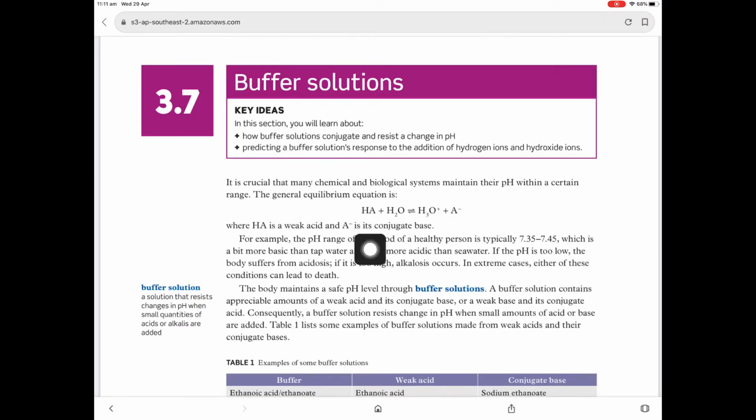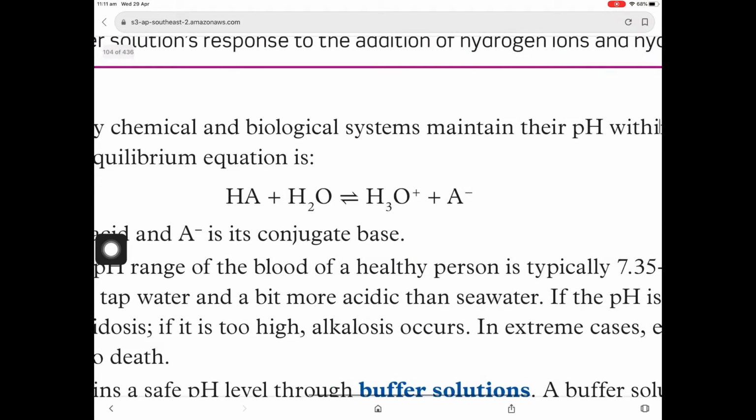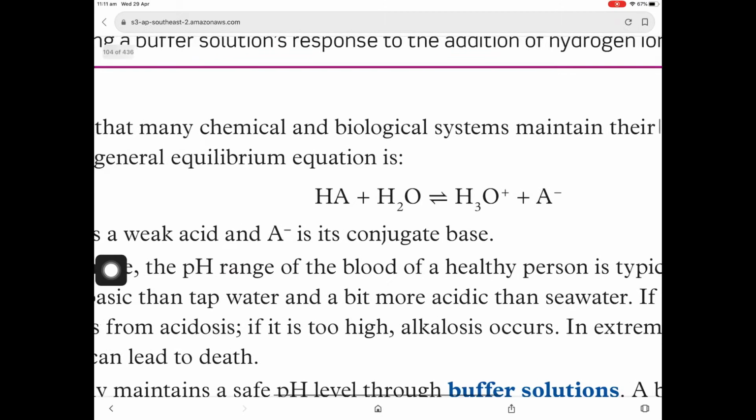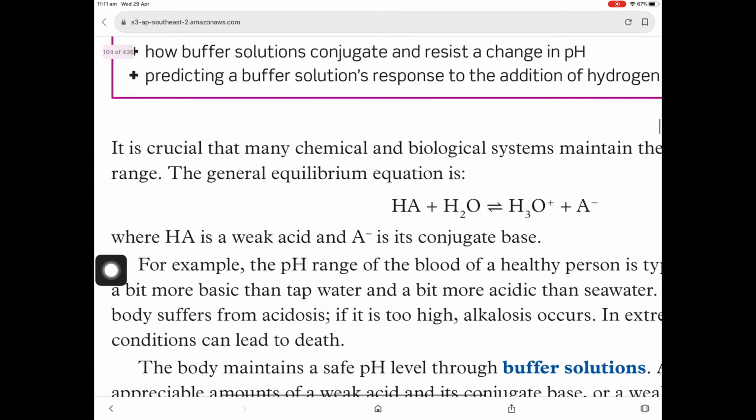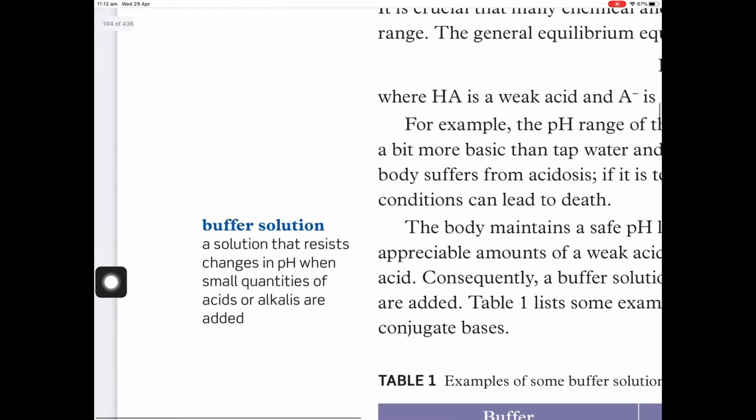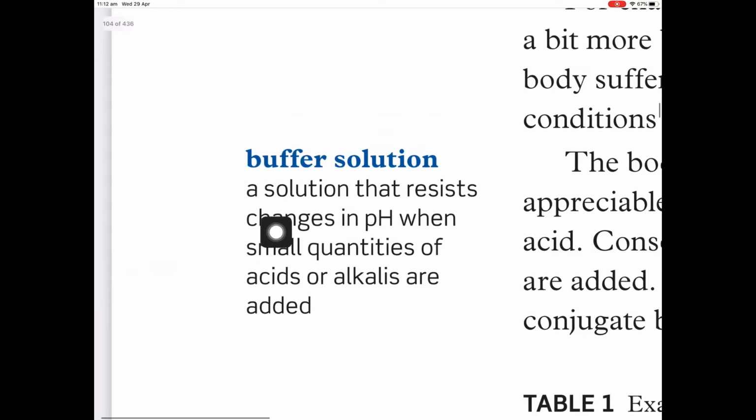But here's the general equilibrium equation that I was showing you just a moment ago. And don't forget that HA, this one, is a weak acid, and A- is its conjugate base. And that's essentially what a buffer solution is. It's a solution that resists changes in pH when small quantities of acids or alkalis are added.